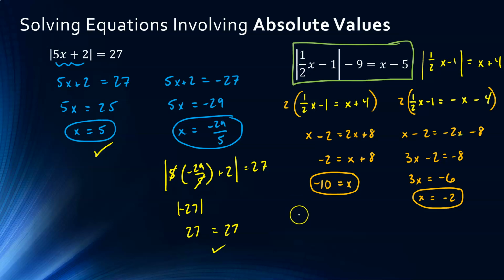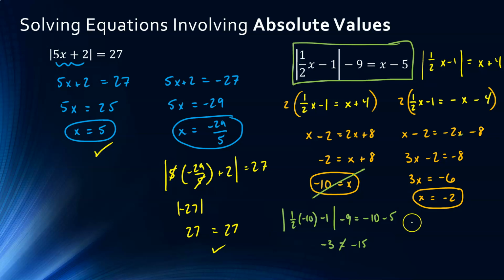So I'm going to put negative 10 in there for x, and so I would have the absolute value of 1/2 times negative 10 minus 1, minus 9. I want to see if that's equivalent to negative 10 minus 5. So when I do that, half of negative 10 is negative 5, minus 1 is negative 6. So the absolute value of negative 6 is a positive 6. And so I'd have 6 minus 9, which would be negative 3. And on the right side, I get negative 15. Those don't equal each other. So x equals negative 10 is not a solution.